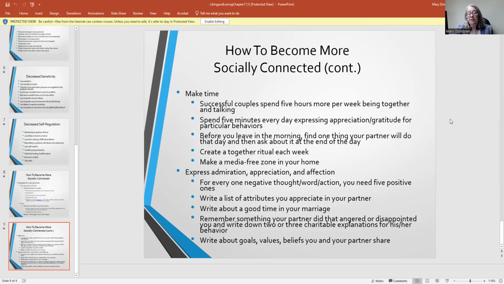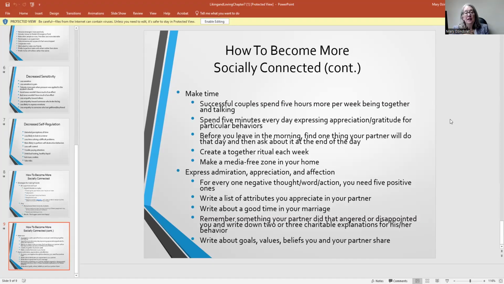Successful couples spend 5 hours or more per week together talking. That's almost an hour a day. Do you have an hour a day to spend with your spouse? I mean, I'm retired now, I do. But that can be really, really tricky. But you want to do that in order to keep that relationship alive.